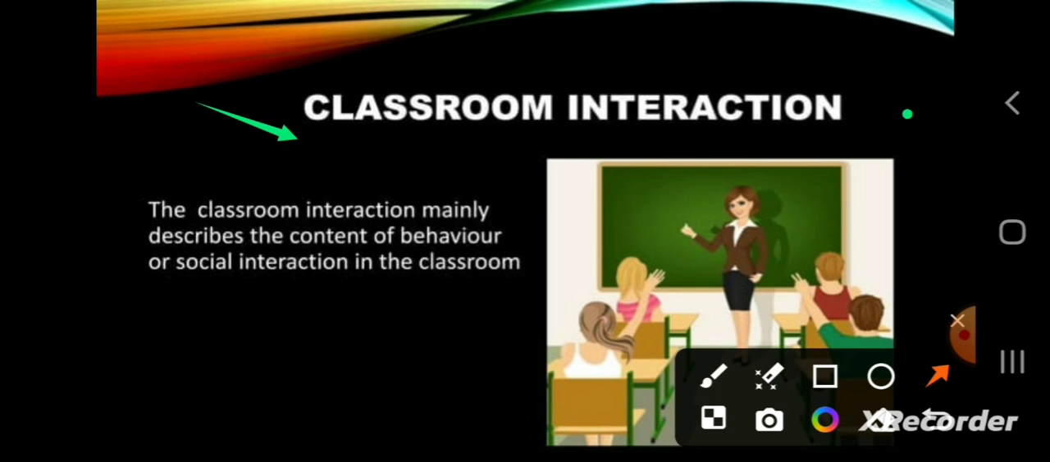Communication skills: both teachers and students use various communication skills to express ideas, ask questions, and provide answers. Understanding and improving these interactions can lead to a more effective and engaging learning environment.